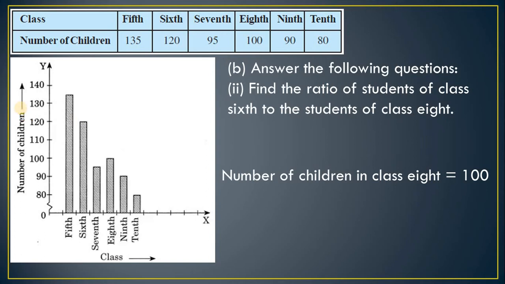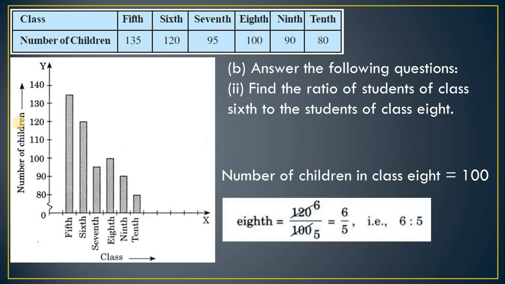In class 8, how many students are there? Here 9th is there, 10th is there, and here 8th is there. So class 8 is 100. Then finally you have to find the ratio of class 6 to class 8. So in class 6 we have 120, and in class 8 it is given 100.